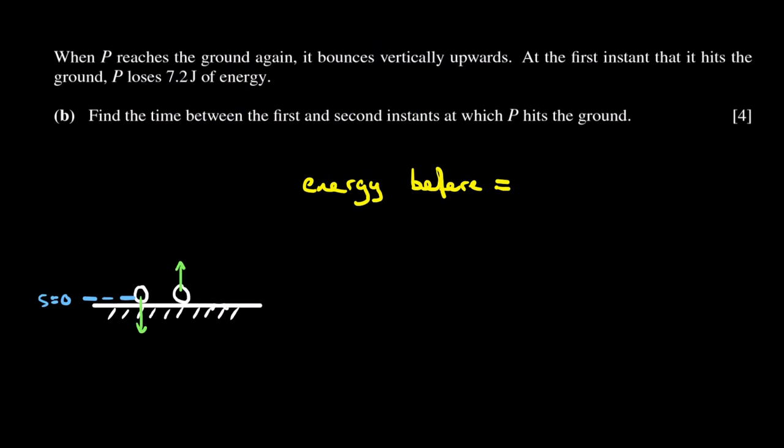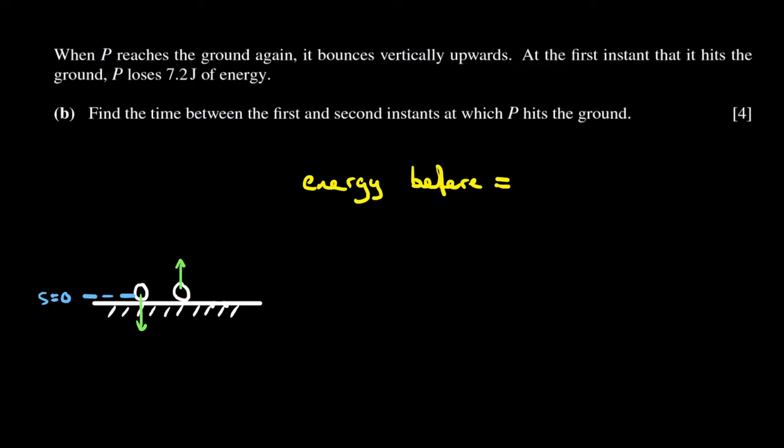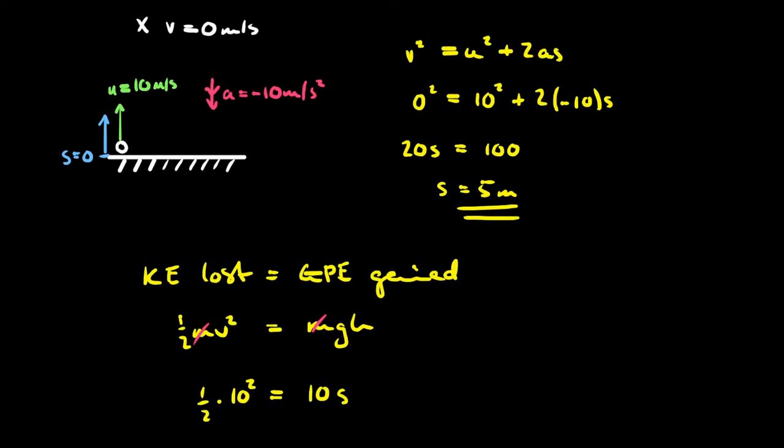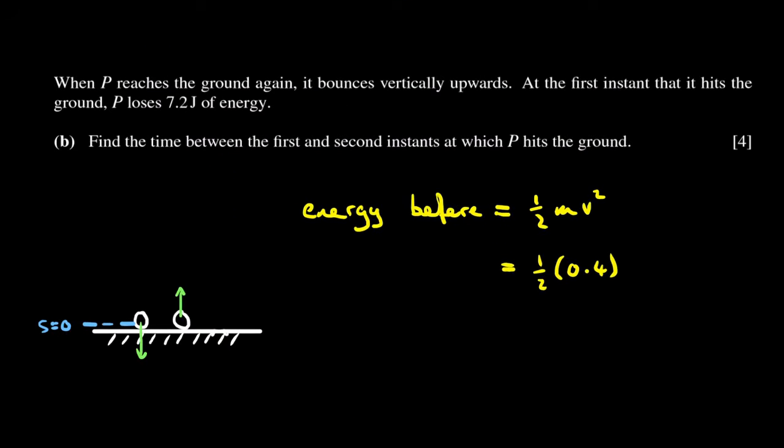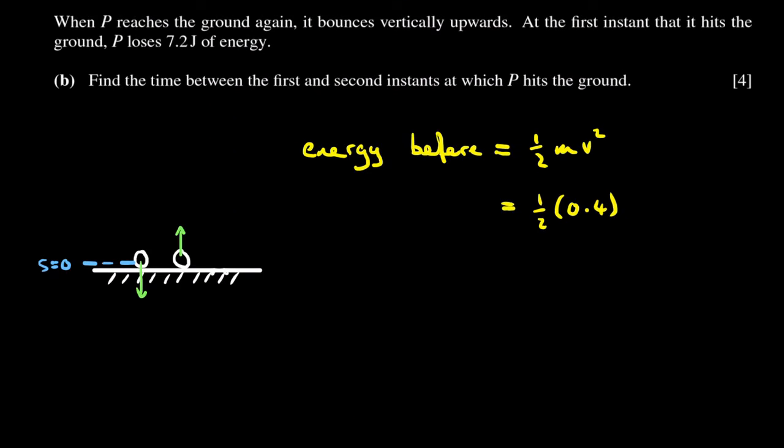Okay? So we can calculate that kinetic energy. The kinetic energy before was a half mv squared. So we've got a half times by 0.4, I think it was. Just double check that. The mass was 0.4. Yeah, 0.4 times by v squared, which was 10 squared. If we multiply that all out, we've got 100 times by 0.4, which is 40. Halved is 20 joules.